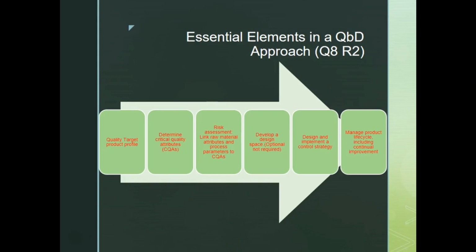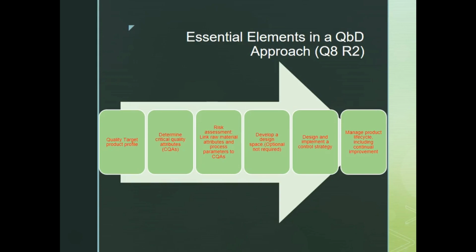Raw materials CQA. A raw material may have critical quality attributes that are important. For example, the impurity profile of a raw material, the particle size of a raw material may be critical, as well as its moisture level or sterility might be crucial. So you link your material attributes to your CQAs in the design space.